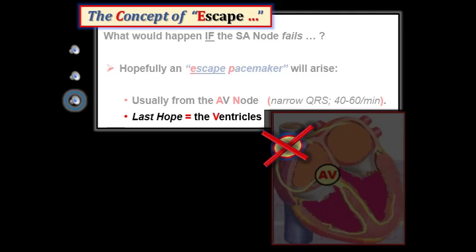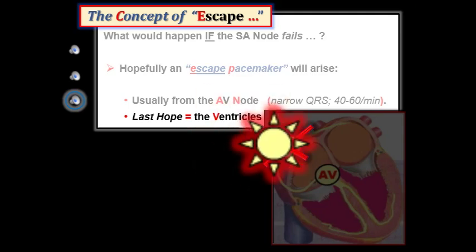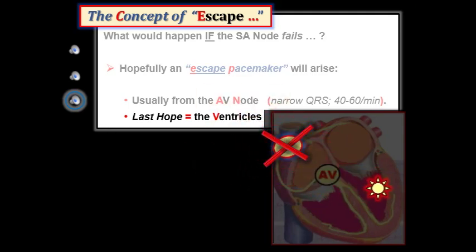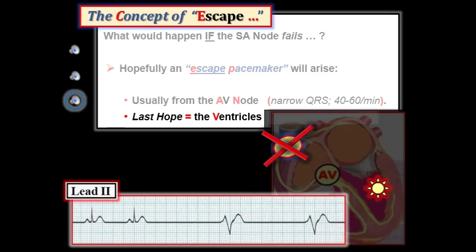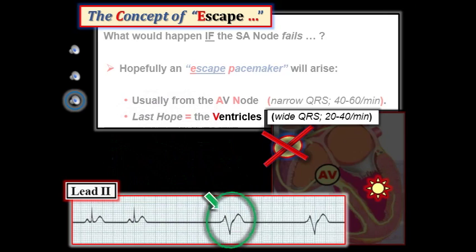In this case, the last hope is that a slow idioventricular escape pacemaker may arise to take over the pacemaking function and save the heart from asystole. If this happens, the escape QRS complex will be wide because it originates from the ventricles, and this wide QRS will not be preceded by any P wave. The intrinsic rate of a slow idioventricular pacemaker is usually between 20 to 40 beats per minute. This is clinically relevant.